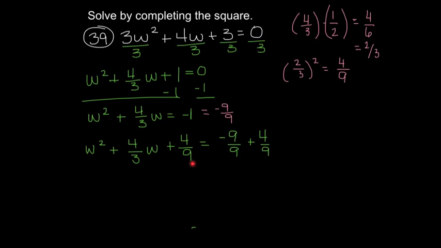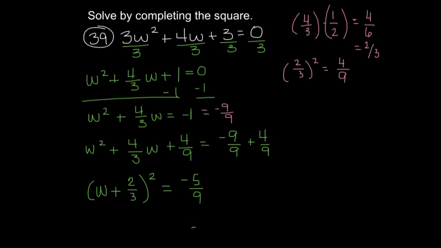To factor w squared plus 4/3 w plus 4/9, I have w and then plus whatever half of that linear term was. Since my linear term was 4/3, up here we established that half of 4/3 is 2/3. So this factors into (w + 2/3) quantity squared equals negative 9/9 plus 4/9, which is negative 5/9.